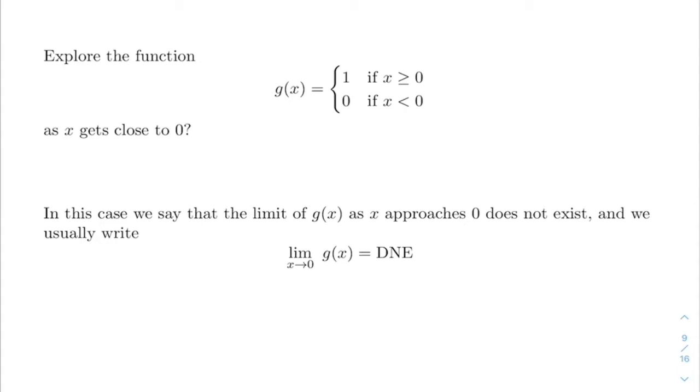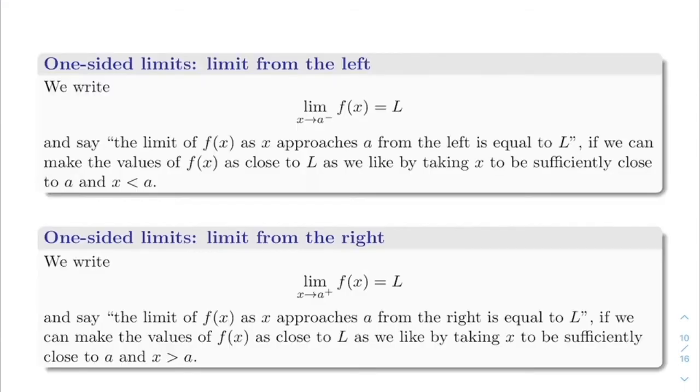Even though the limit does not exist in this case, the function g was not that bad. We could clearly see that it was approaching 1 from the right and it was approaching 0 from the left. So that motivates the following definition. We can also talk about limits, but only considering values from the left or from the right. To denote this, we will add this small negative sign when we refer to values from the left, and this small plus sign when we refer to limits from the right.